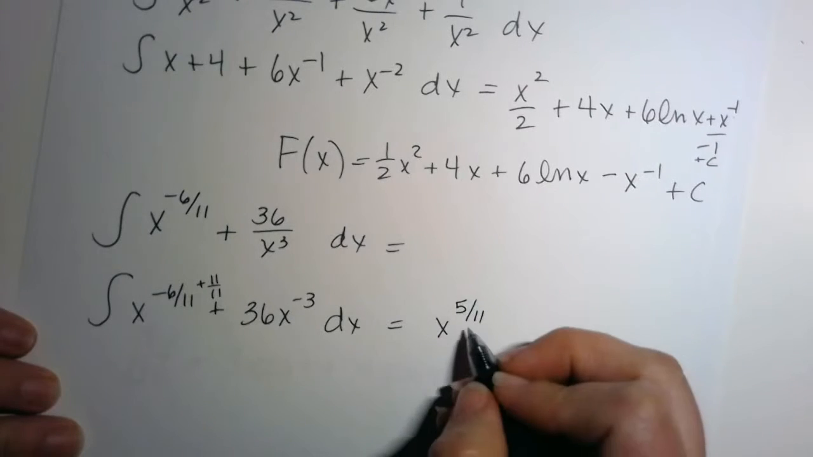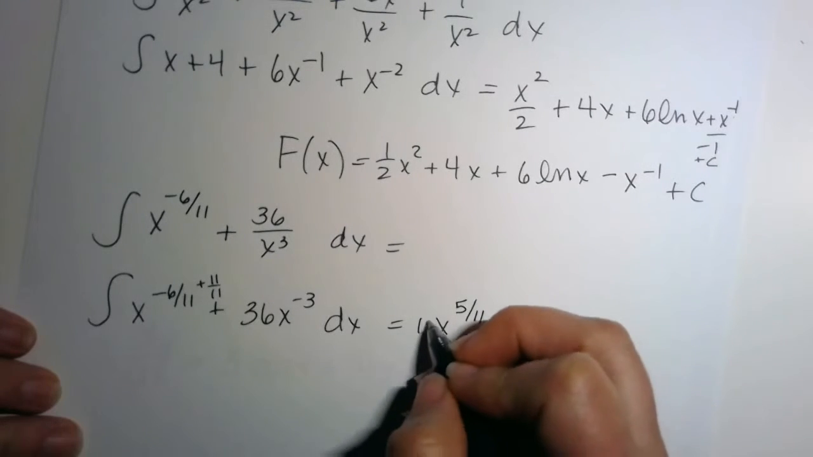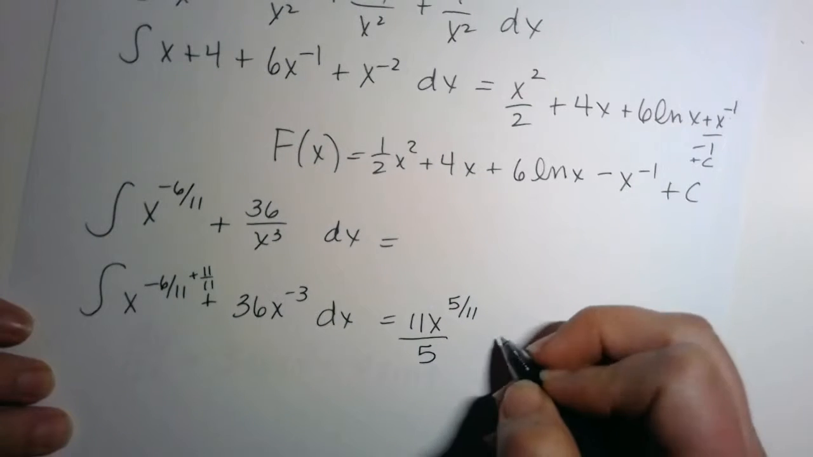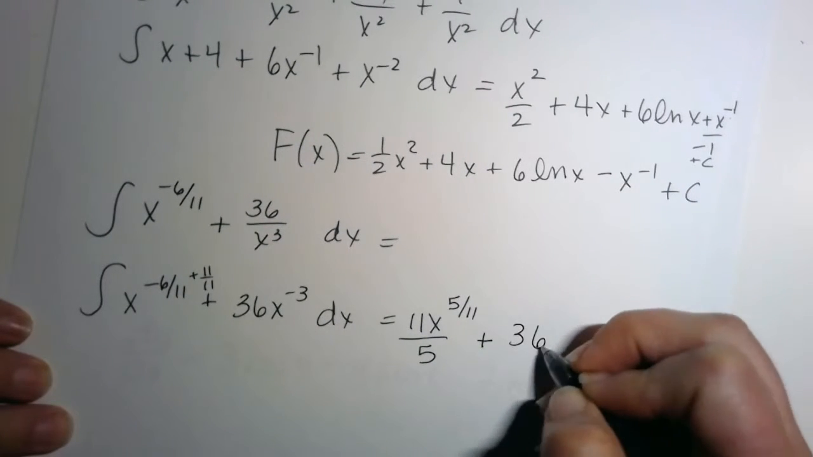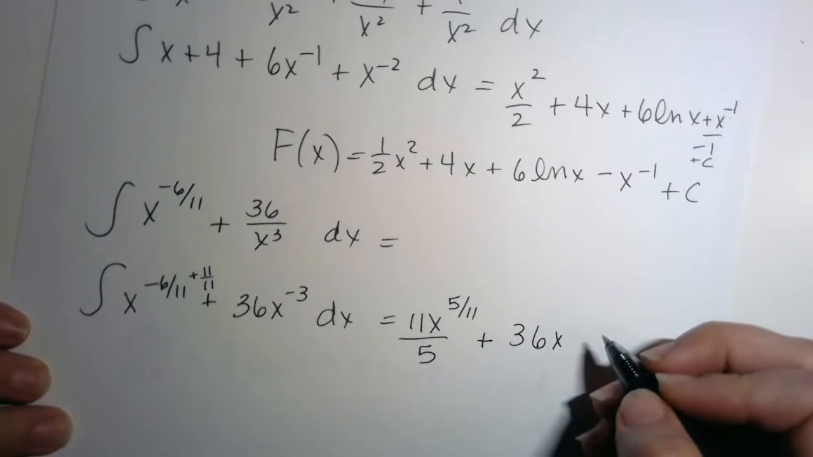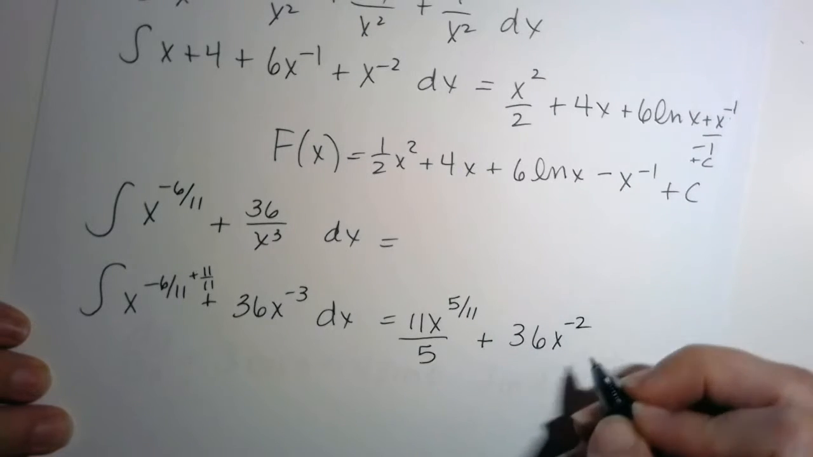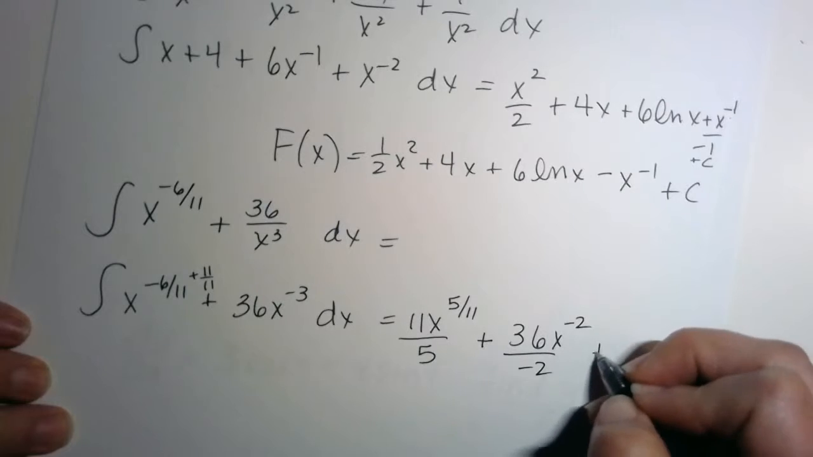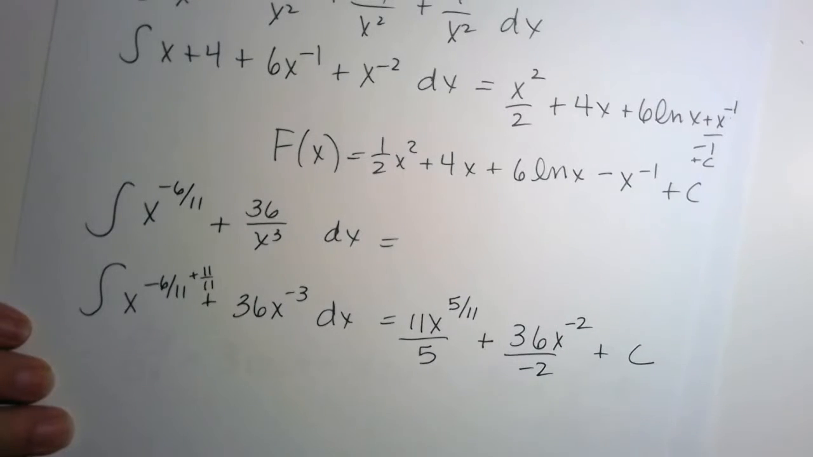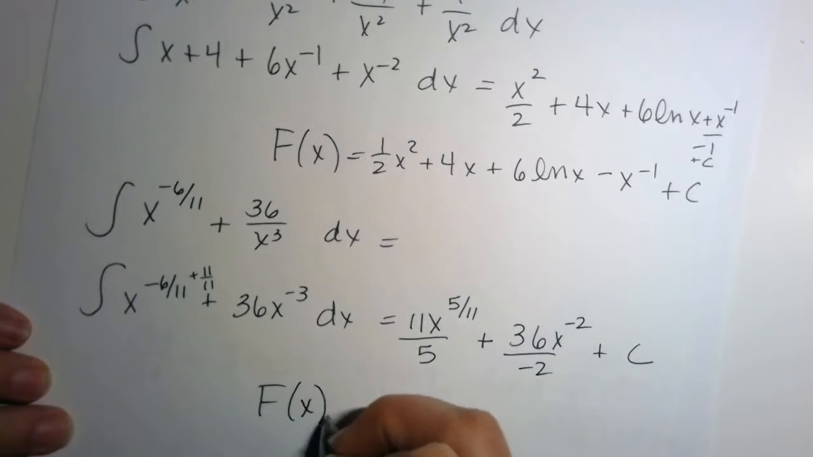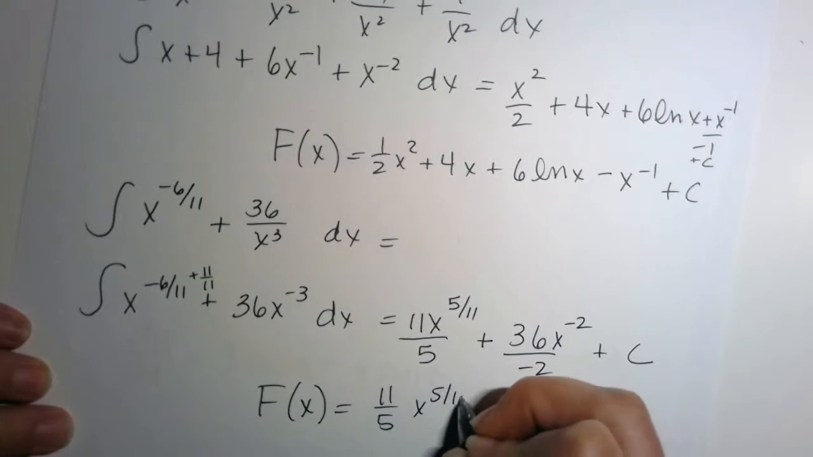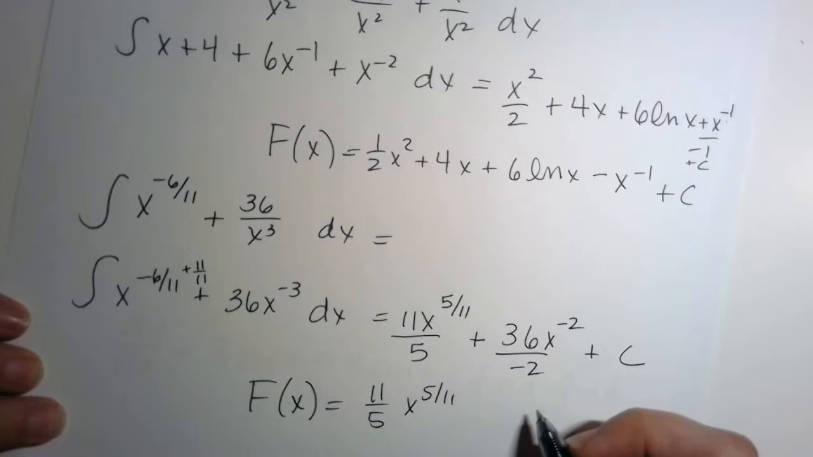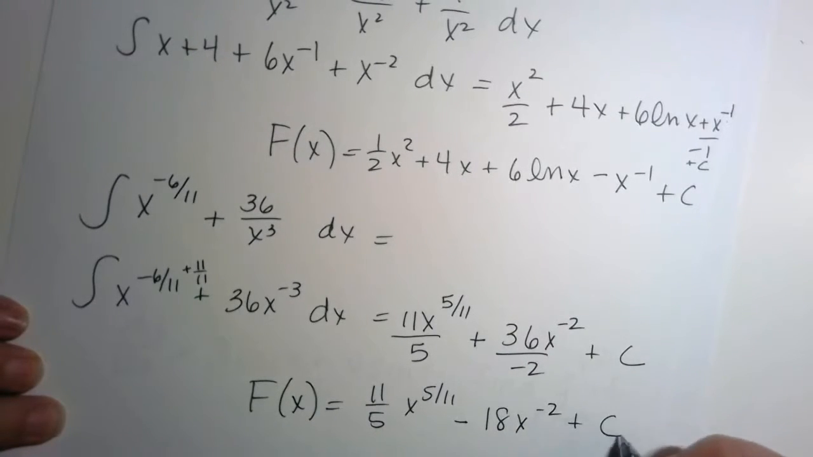And then I divide by that new power. I'm just going to write the reciprocal here. And then I have plus 36 x to the, when I add 1 to negative 3, I get negative 2, divided by negative 2, and then the plus c. So if I wanted to write it with my capital F, it is 11/5 x to the 5 11ths. And then this will be negative 18 x to the minus 2 plus c, simplified.